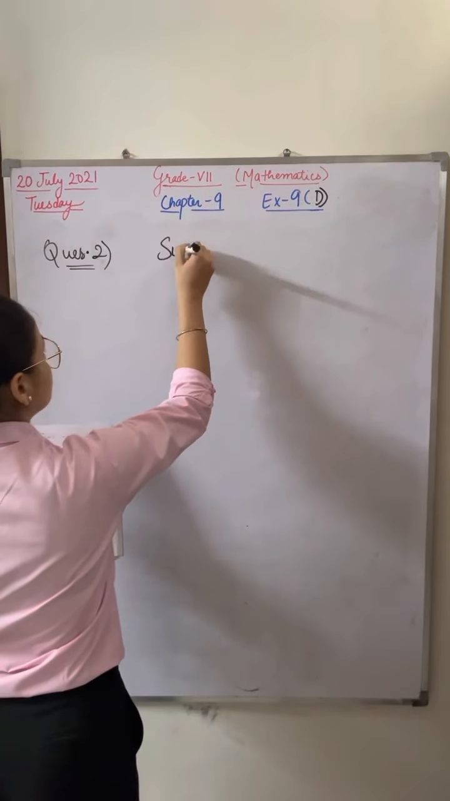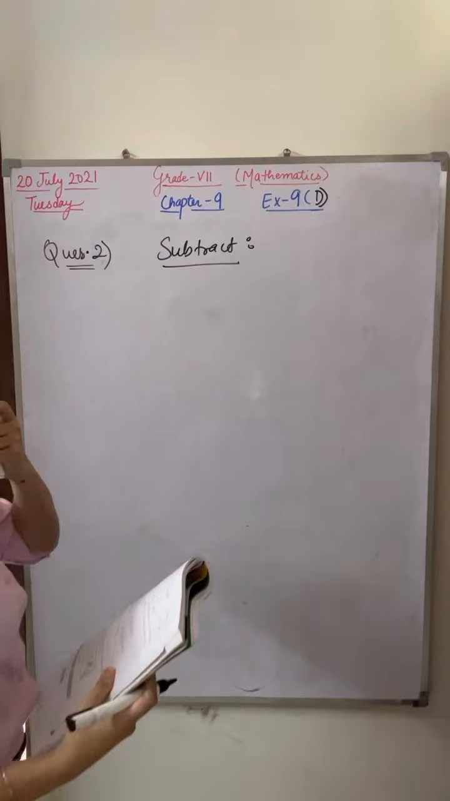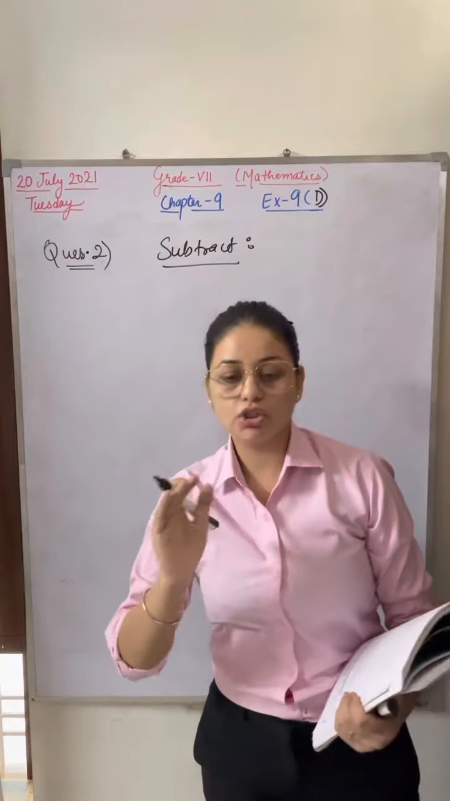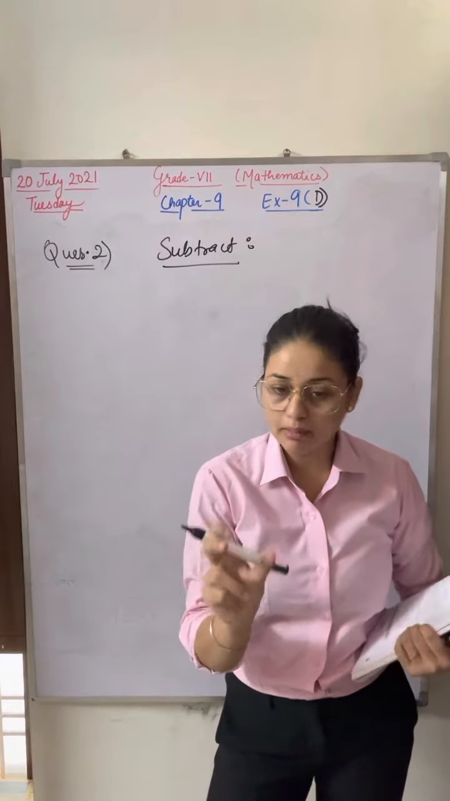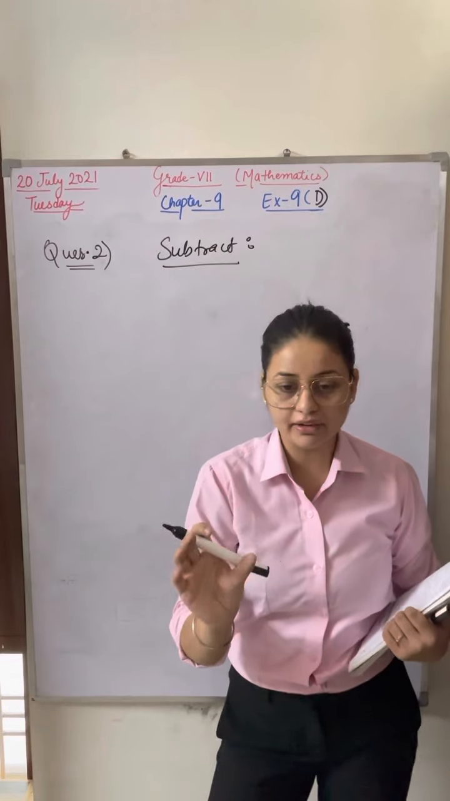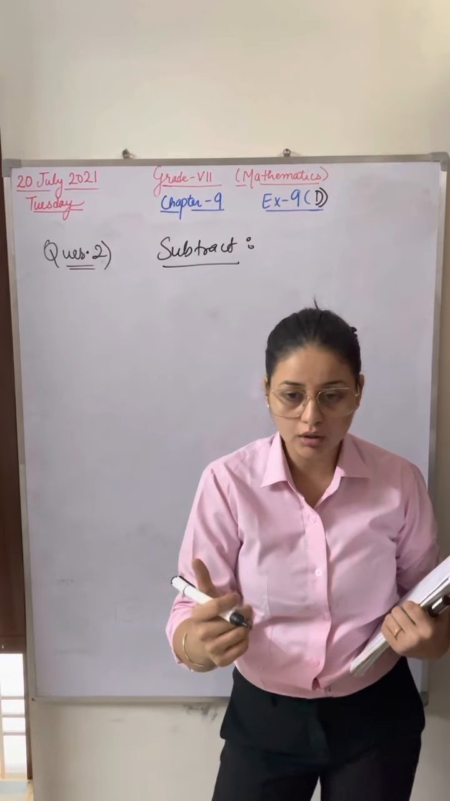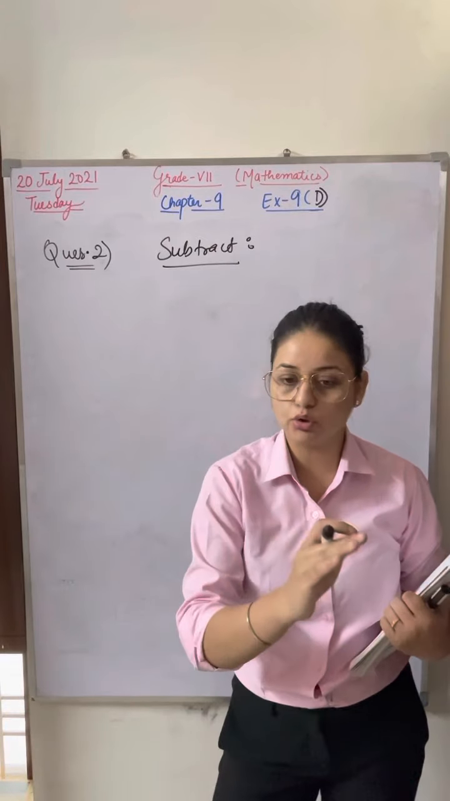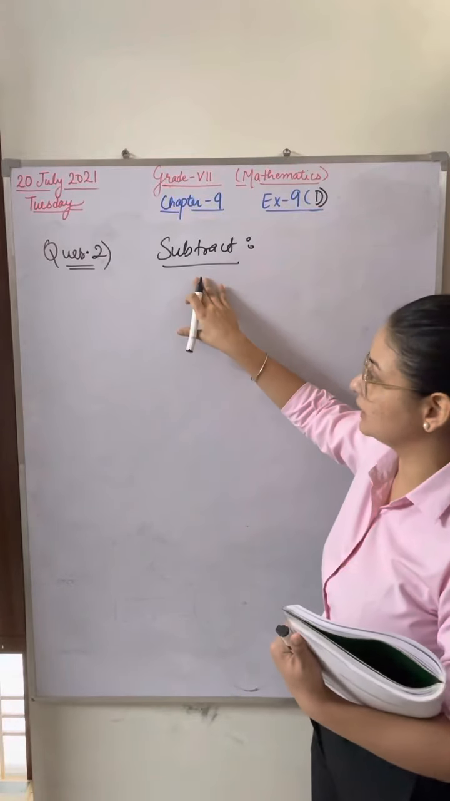Now, the second question is to subtract. In exercise 9C, yesterday we did the addition of rational numbers. I told you that when the denominators are the same, you simply have to add the numerators. If the denominators are different, then you have to take the LCM. Yesterday we did these questions. Yes or no? Say yes. If the denominators are different, then you have to take the LCM and then go for the addition of the numerators. Similarly, you have to use the same concept for subtraction.